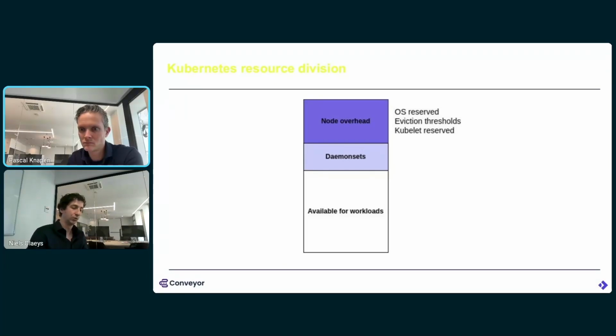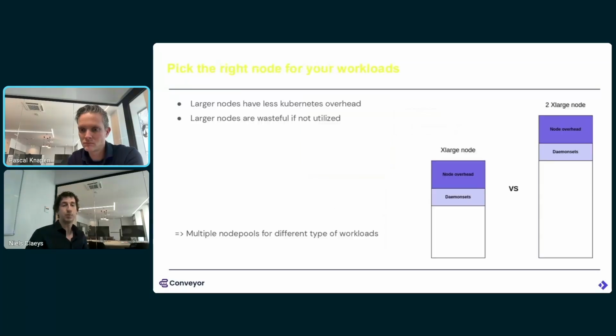So what are the ways to make your nodes more efficient? One way could be to use bigger nodes. Since the node overhead is not proportionate as your node increases, the fraction of overhead from the daemon sets and the nodes is less if you use bigger nodes. And this is exactly right. The only downside is that if you don't have enough workloads using that node, you might waste a lot more. So it's a trade-off between picking a node that doesn't have too much overhead and not wasting resources because you don't have enough workloads that can use it.